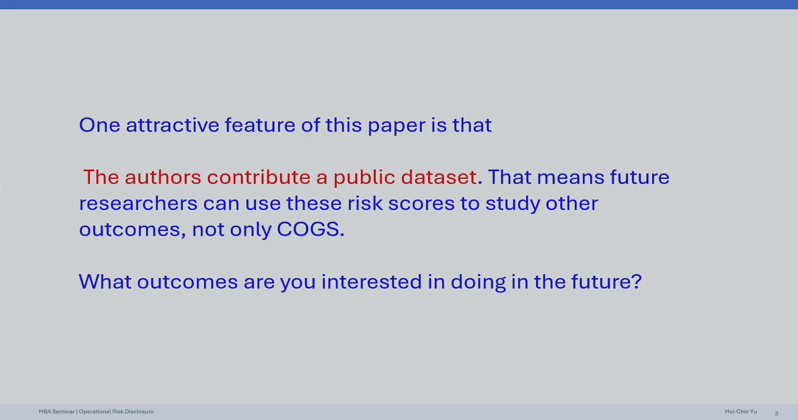One motivation for picking this paper is that the authors contribute a public data set. They spent a lot of time generating this data set, but they were generous to share the data with everyone who is interested in using it to do a lot more. So researchers can use these risk scores to study other outcomes, not only their dependent variable, cost of goods sold.